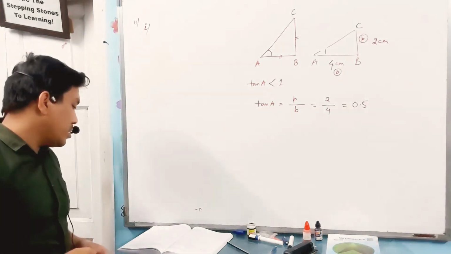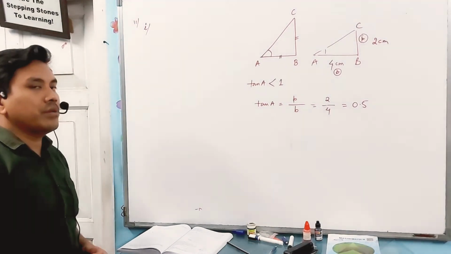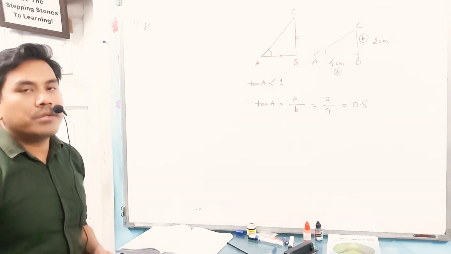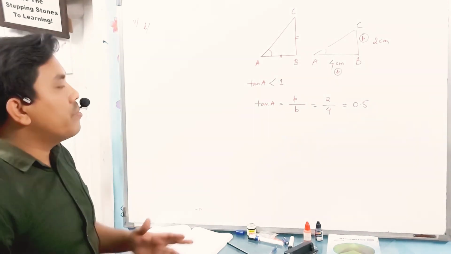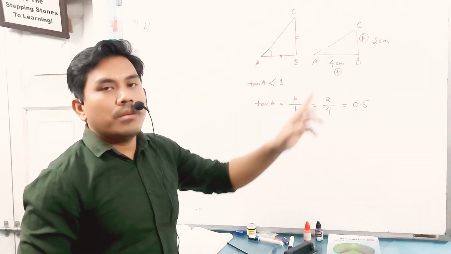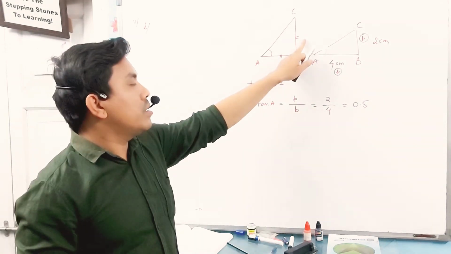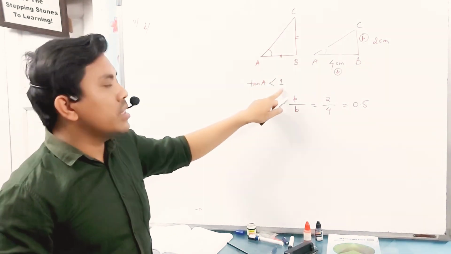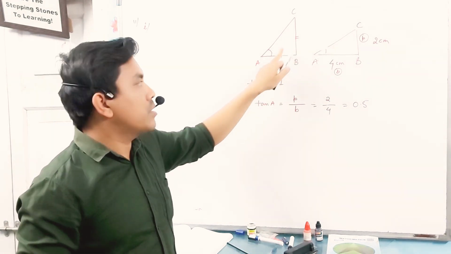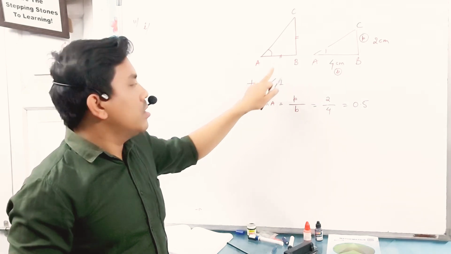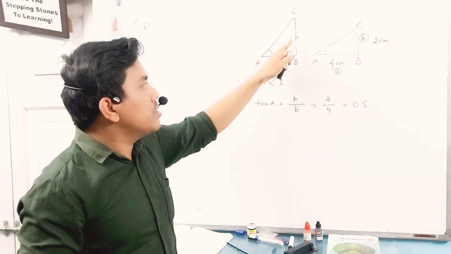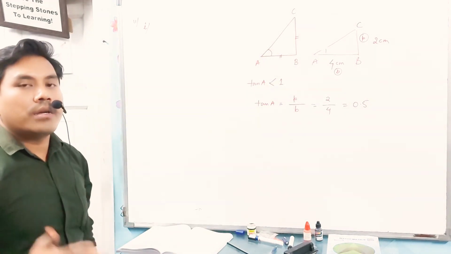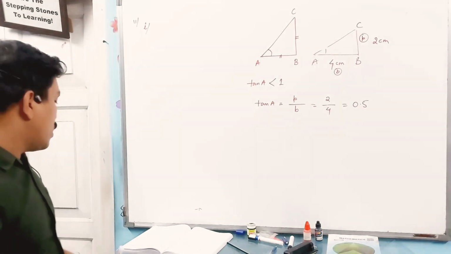So what is given in the book, in the question, is always less than 1. So it's not always true. Sometimes it is less than 1, sometimes it is greater than 1. It depends on the length of the perpendicular and the base. If the perpendicular is less than the base in length, then we'll get tan value less than 1. If the perpendicular is equal to the base, then tan A will be equal to 1. And if the perpendicular is greater than the base, then we'll get a value greater than 1. It's very simple. So the first one is false.